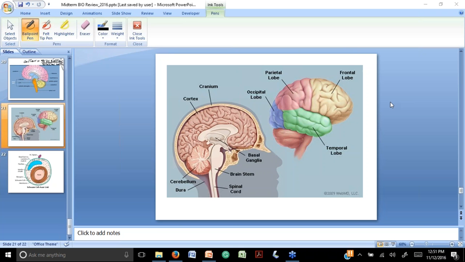So the coronal view is going to cut the body into anterior and posterior. It's like you stand up a bagel, let's put it this way. The bagel is on the table, just stand up the bagel. In front is the nose and back is your back. Cut the bagel and you're going to have the anterior and posterior of the bagel. So that is the coronal view. Is that clear?